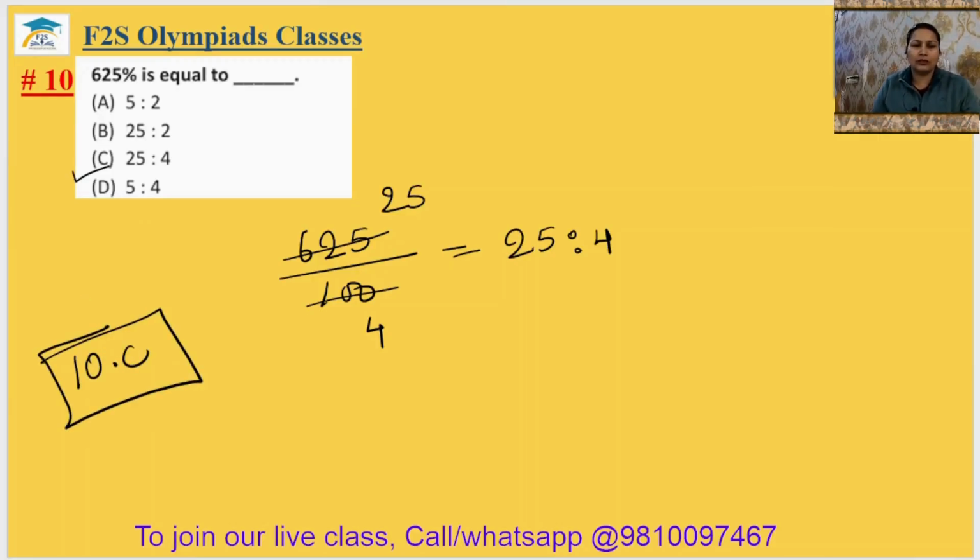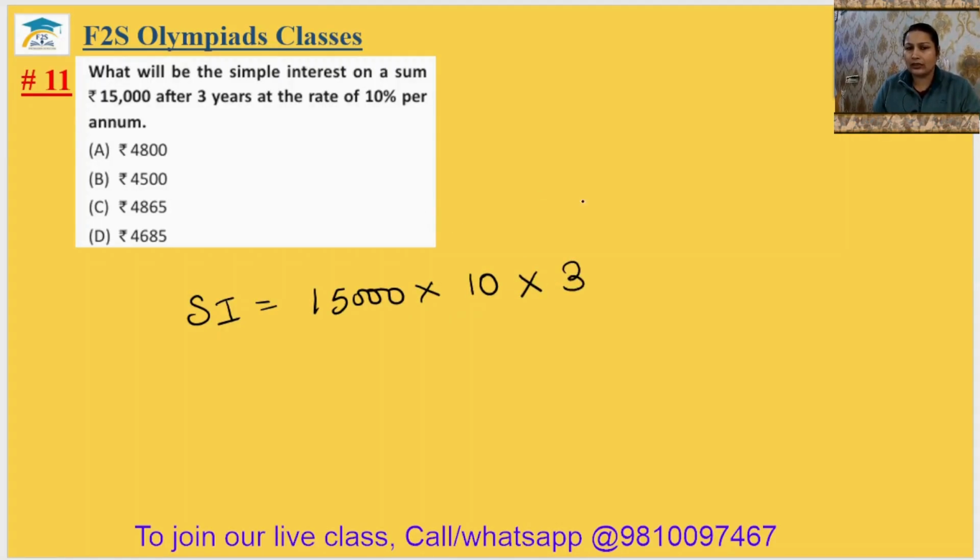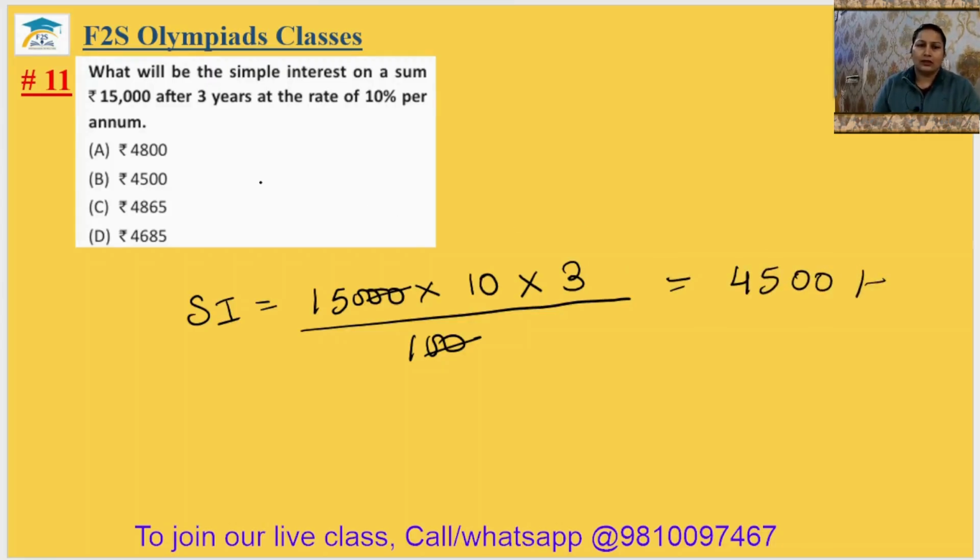Question number 11. What will be the simple interest on a sum of this after 3 years at the rate of 10% per annum? So we know that the simple interest formula is principal, that is your 15,000, multiplied by rate of interest, that is your 10%, and time in years, that is your 3, upon 100. 100 cancels. 15 3s are 45. 4,500 rupees will be the simple interest. It is in option number B. So the 11th answer is option B.